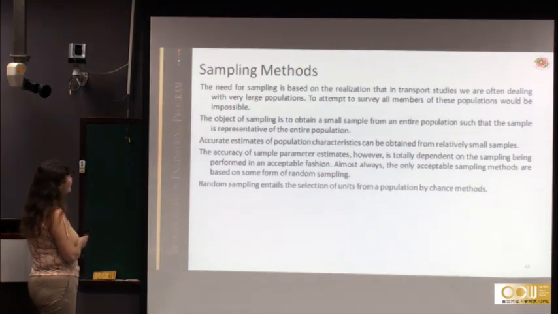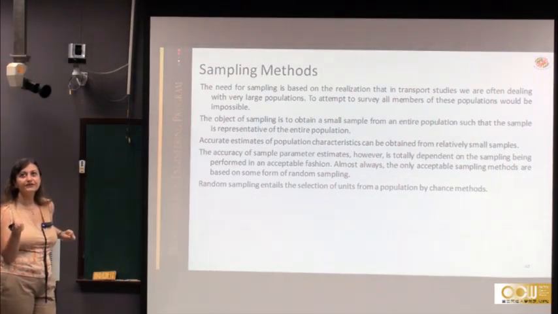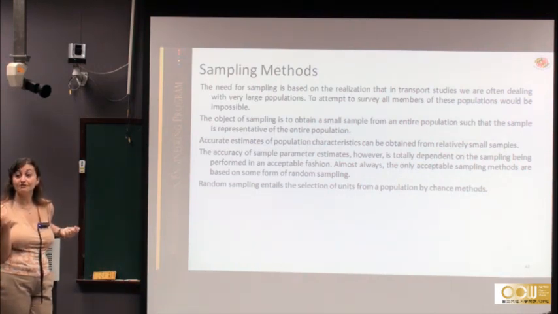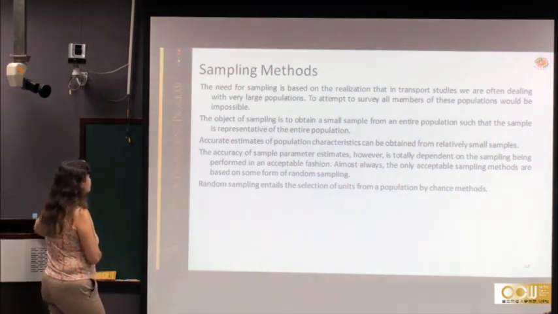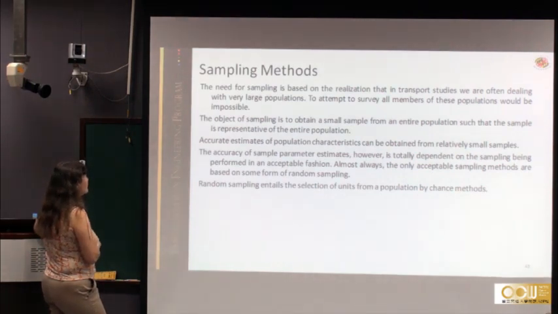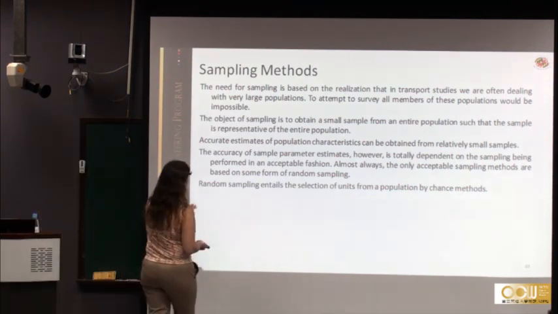Even if the population is very large, statistics will teach us that very accurate estimates can also be obtained from relatively small samples. You will see that in the US we have about 350 million people, and we sample 150,000 households. So it's a relatively small number, but this is representative of the population. So we can obtain good results from a small sample because the accuracy of sample parameter estimates is totally independent of the population size, provided the sampling is performed in an acceptable fashion. So many of the things we do are based on the fact that we have random sampling.